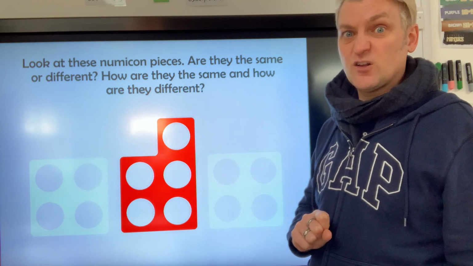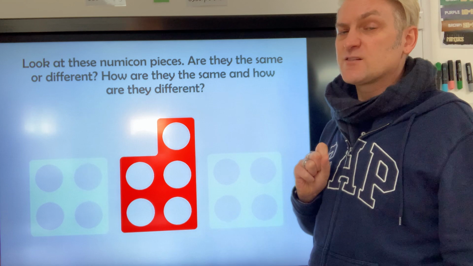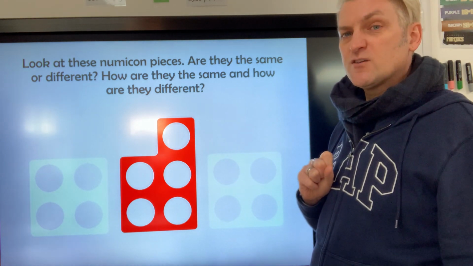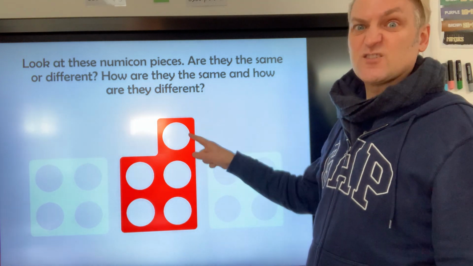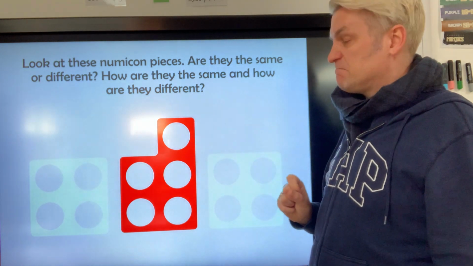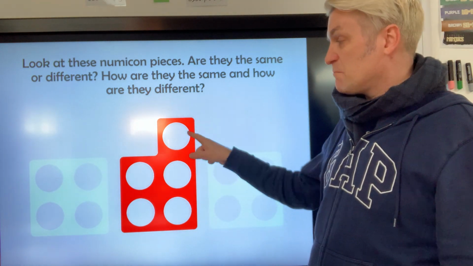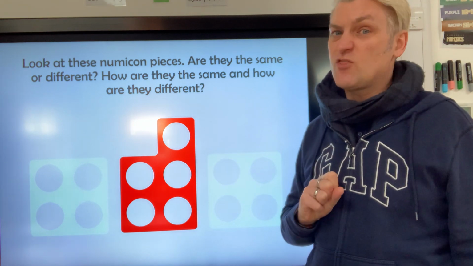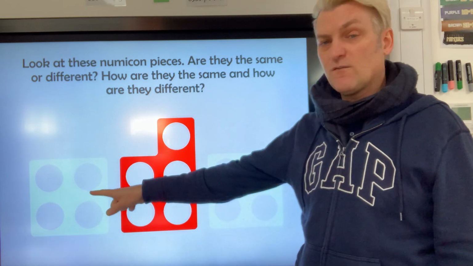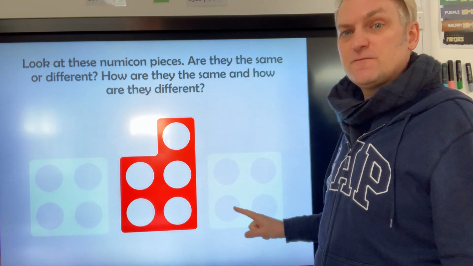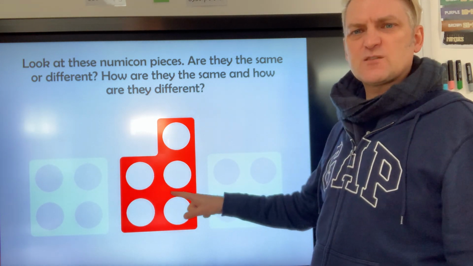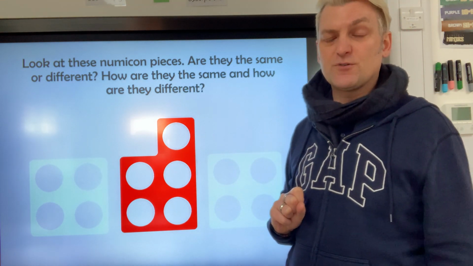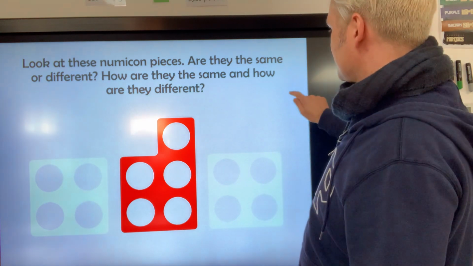It is a different colour. Can you think of something else though? Remember, we're trying not to think about colours. It's different because it's got a sticky uppy bit. It's different because it's got one more, hasn't it? It's different because it's not the same number. We've got 4 and 4, but this one is 5. It's not the same number. It is a different number, isn't it? Well done.